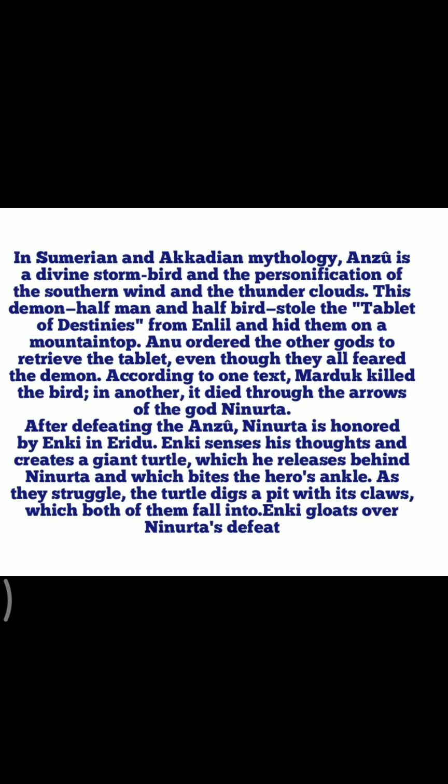In another version, Marduk is supposed to have killed the bird. Marduk is, for those who don't know who Marduk is, the son of Enki, the other son of Anu. Anu, the Sumerian pantheon, I think I need to explain about the Sumerian pantheon. Otherwise, you will not understand the whole story, which is called Enuma Elish in Sumerian.